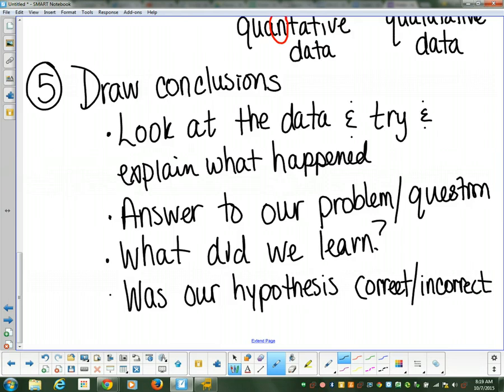Okay, so drawing conclusions does a lot. It tells us basically what happened in the data. What did we learn? What is the answer to our problem or to our question? Was our hypothesis correct or incorrect? So those are the 5 steps of the scientific method.